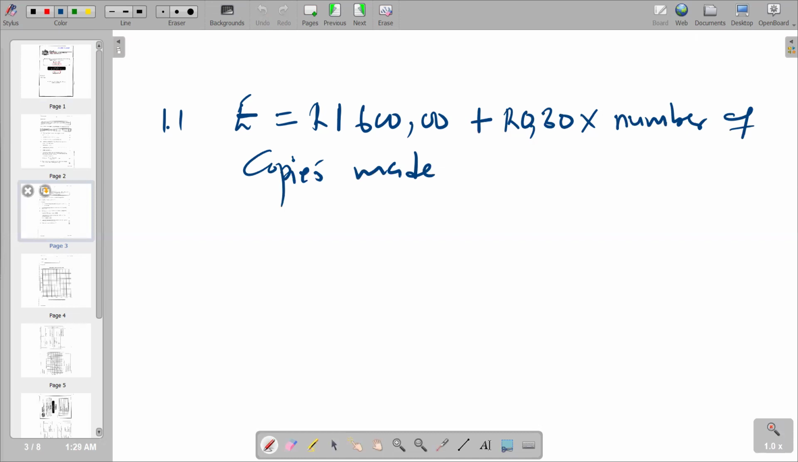Obviously, on the other side, we are going to have some brackets: 30 cents times number of copies made, then we get to 1,600. So this is what we have on the first part of our question. Then we go to our next question, which is going to be 1.2.